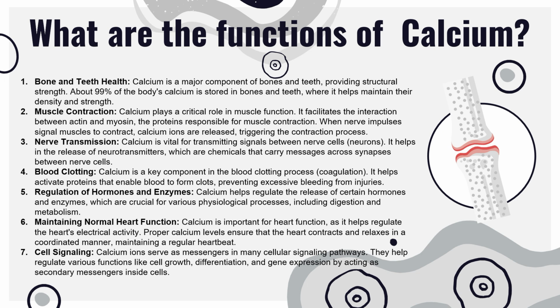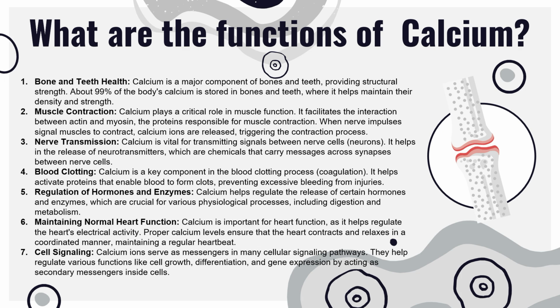Calcium is also important for nerve transmission. Calcium is vital for transmitting signals between nerve cells, which are known as neurons. It helps in the release of neurotransmitters, which are the chemicals that carry messages across the synapses between the nerve cells in the body.